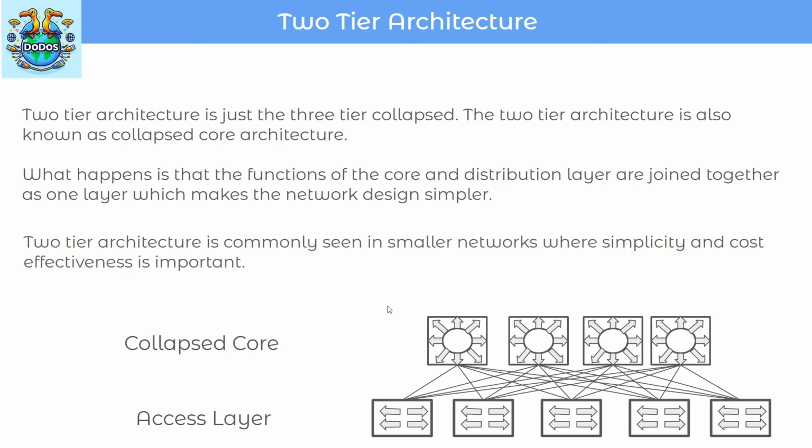So it's basically for smaller networks, where simplicity and cost effectiveness are important. You'll see this in small businesses and things like that, where they don't have as much money to spend on three-tier architecture, so they choose two-tier, which is simpler, but it works and does the job.